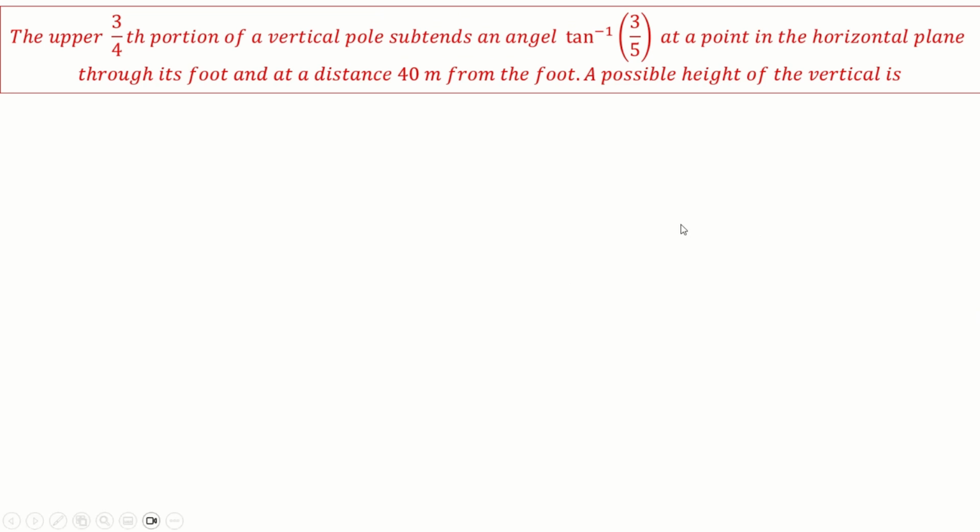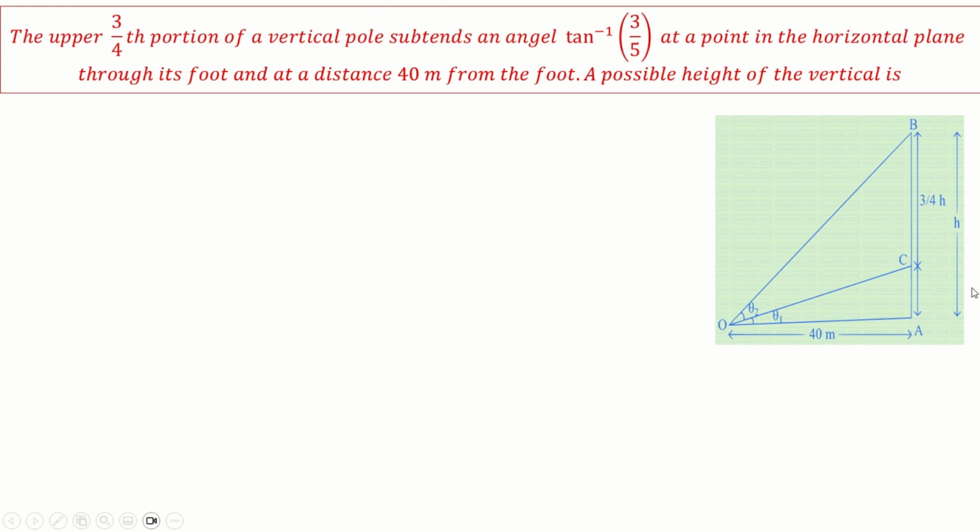That's it. Okay. So if I draw the diagram, it looks like this. You have a pole AB, and the upper 3/4 part, that is 3 by 4 h, subtends an angle, here it is theta 2. Theta 2 is nothing but tan inverse of 3 by 5. And the other part subtends an angle, this one, theta 1, the rest of the part. The foot of the pole is 40 meters from the point where the angle is subtended. Now what we need to find is this h.